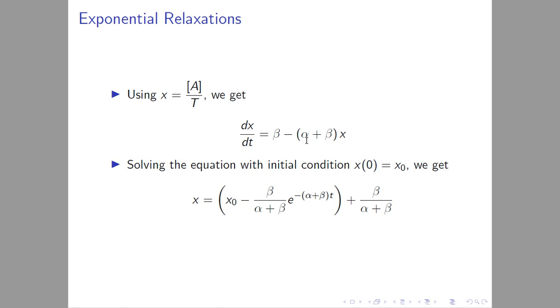This is just a first order differential equation, so we can solve it using our math method or an advanced method. Solving this using the initial value x0, we get this solution. These are the initial values, and they decrease and approach, after t equals infinity, the value beta over (alpha plus beta).